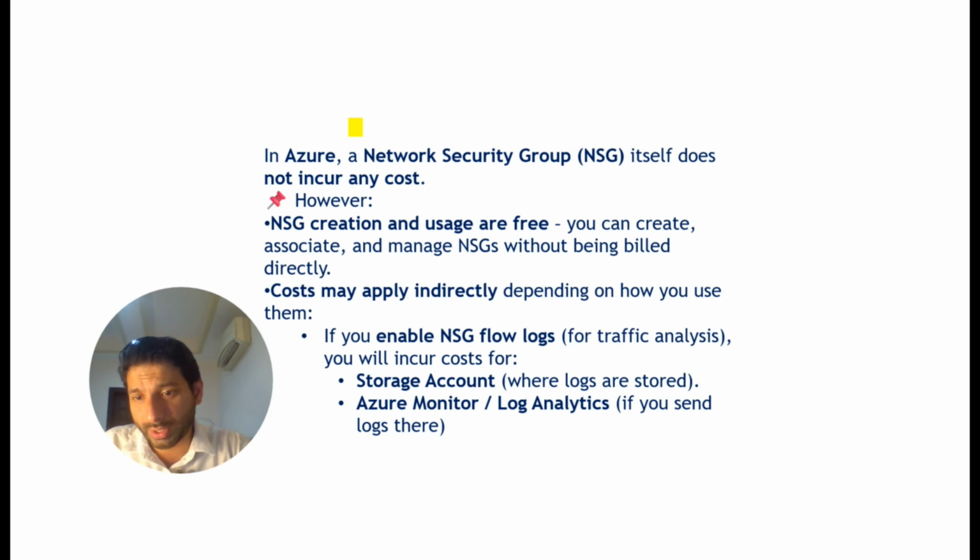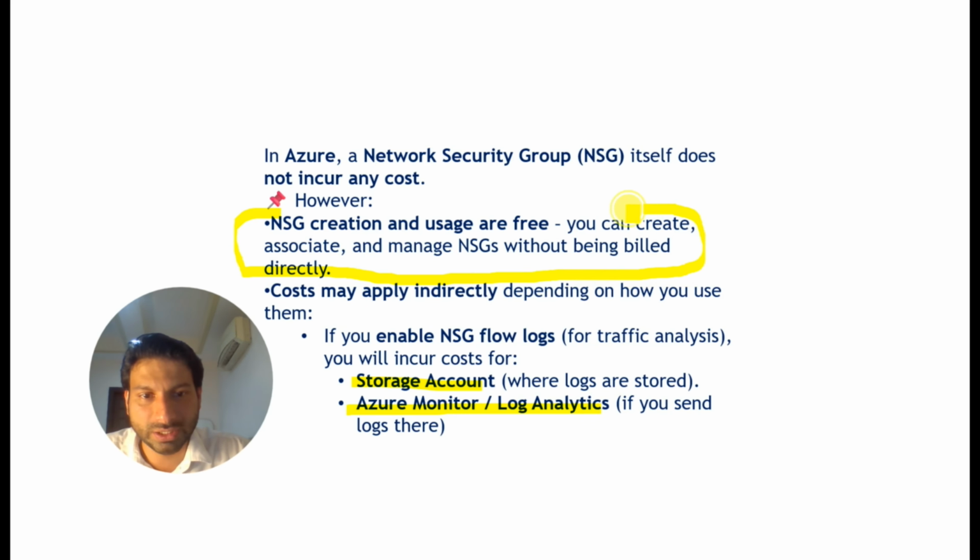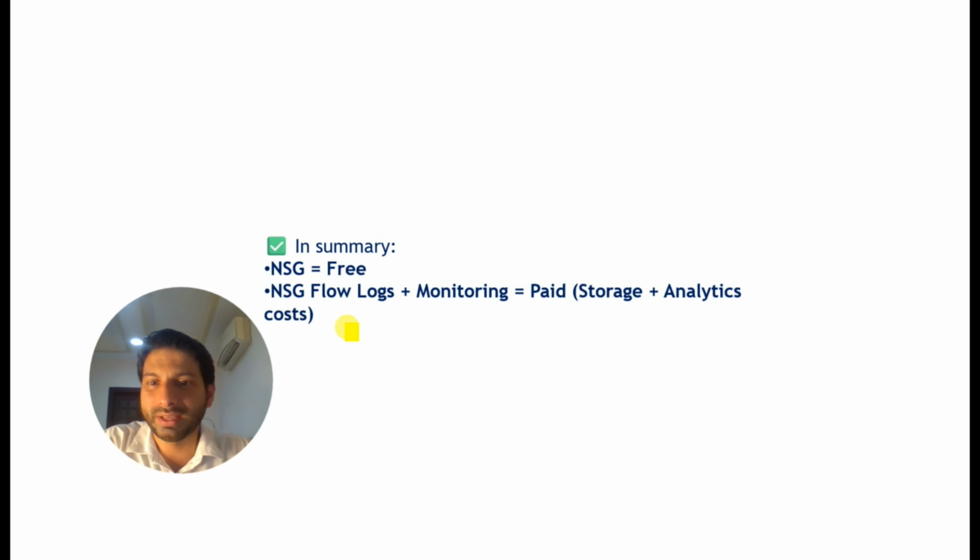The answer is, in Azure, a network security group itself does not incur any cost. If you create a network security group, it does not incur any cost. However, cost can be incurred indirectly depending on how you use them. If you enable NSG flow logs for traffic analysis, you will incur cost for the storage account, Azure Monitor and Log Analytics. But if you only create, associate and manage NSGs, you are not billed directly. In summary, NSG is free. NSG flow logs plus monitoring are paid, for storage and analytics cost.